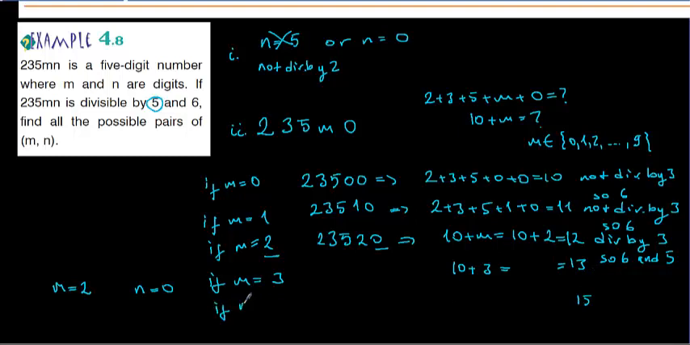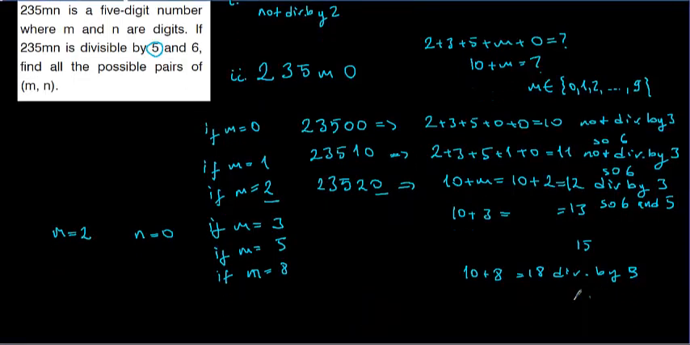If m is equal to 5, and if m is equal to the next number, if m is equal to 8, it's going to be 2, 5, and 8. The difference between them is also equal to 3. So if m is equal to 8, then the sum is going to be equal to 10 plus 8, which is equal to 18, and 18 is divisible by 3.